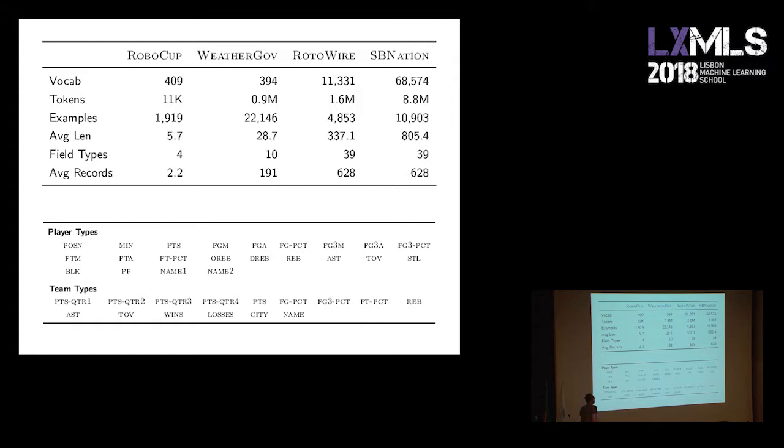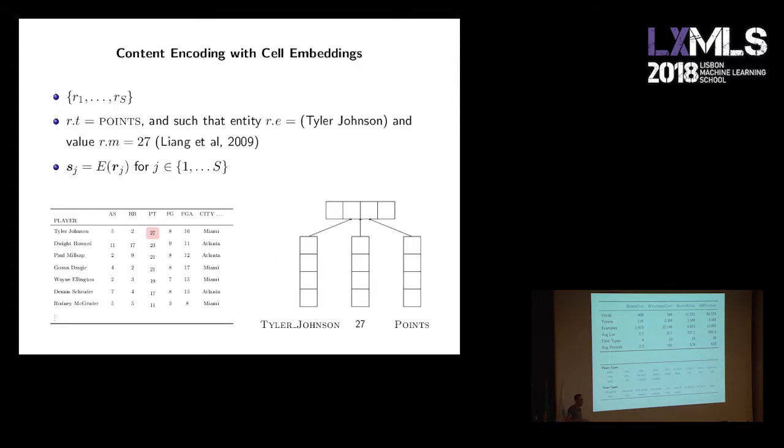And if you care, here are all the different types of records in the table, everything from the city names of the teams to the players' names to the number of points and minutes they played in the game itself.